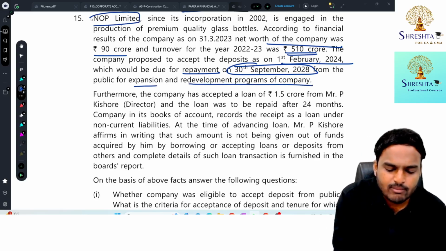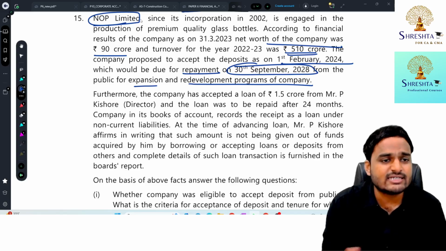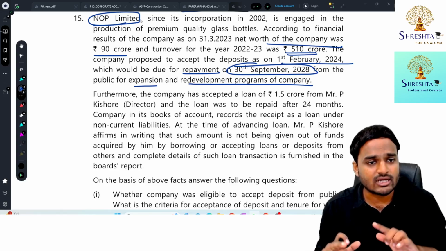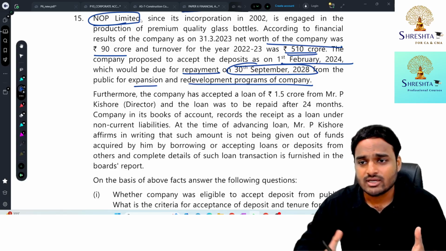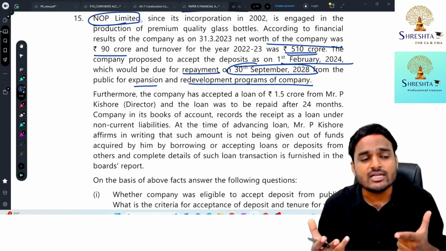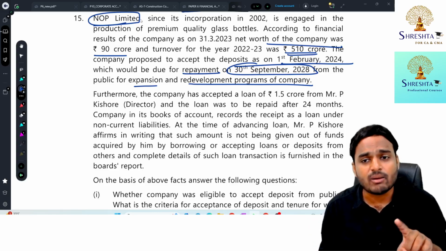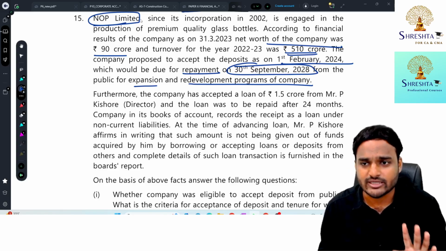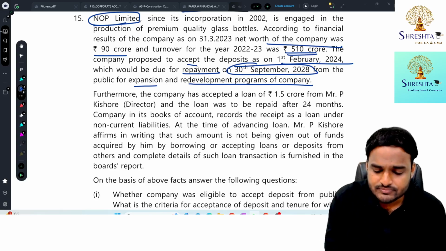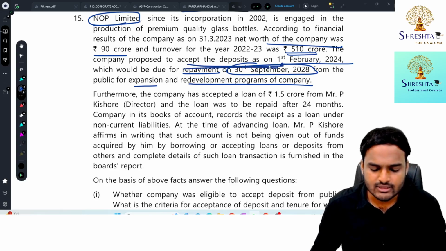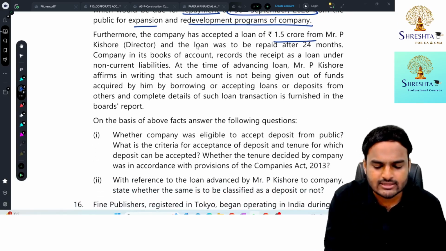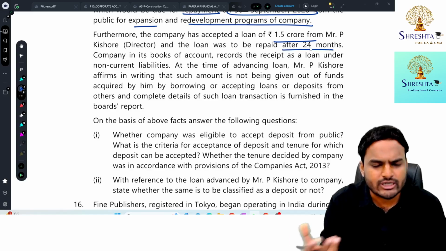First of all, this is a public company and its turnover exceeded 500 crores. Even though net worth is within the limit of 100 crores, turnover has exceeded 500 crores. Therefore, it becomes an eligible public company. An eligible public company is permitted to accept deposits from the public. Understood? Next, furthermore, the company has accepted a loan of 1.5 crore from Mr. P, director, and the loan was to be repaid after 24 months.